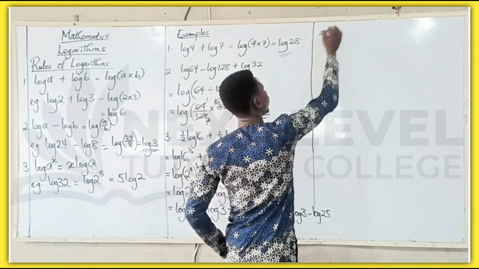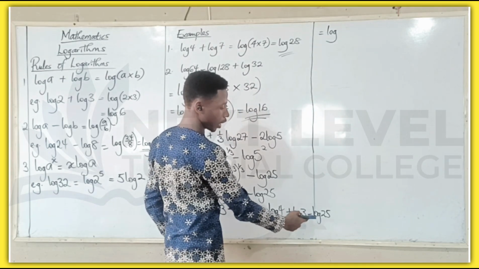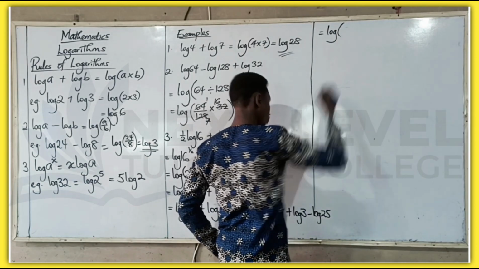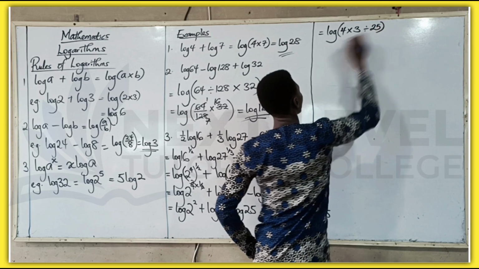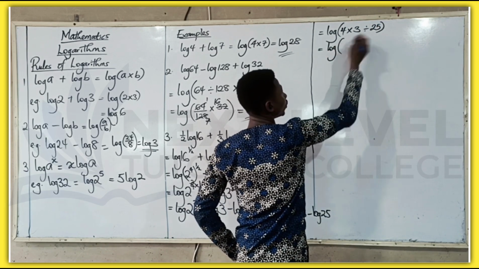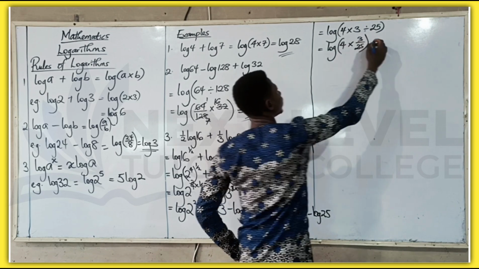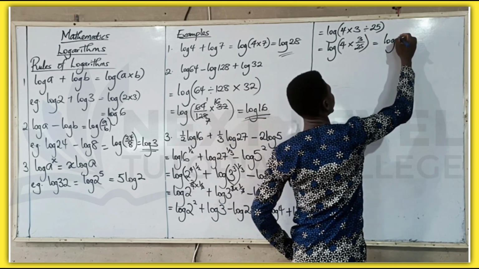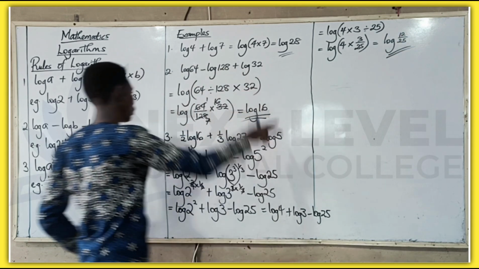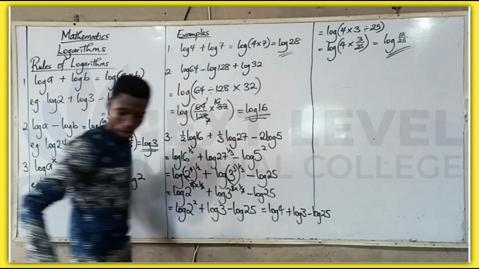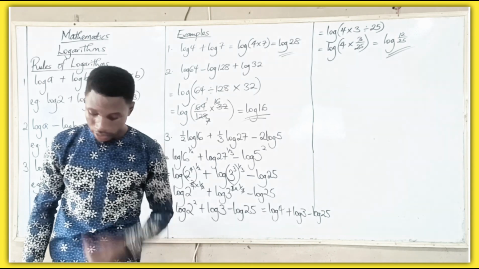since they are adding here, we multiply these two, and the subtracting here will divide by 25. So that will be equal to log of 4 times 3 divided by 25. And we know 4 multiplied by 3 is 12, so that is log 12 over 25. That is the simplified form of this question number 3. I hope you understood that very well.